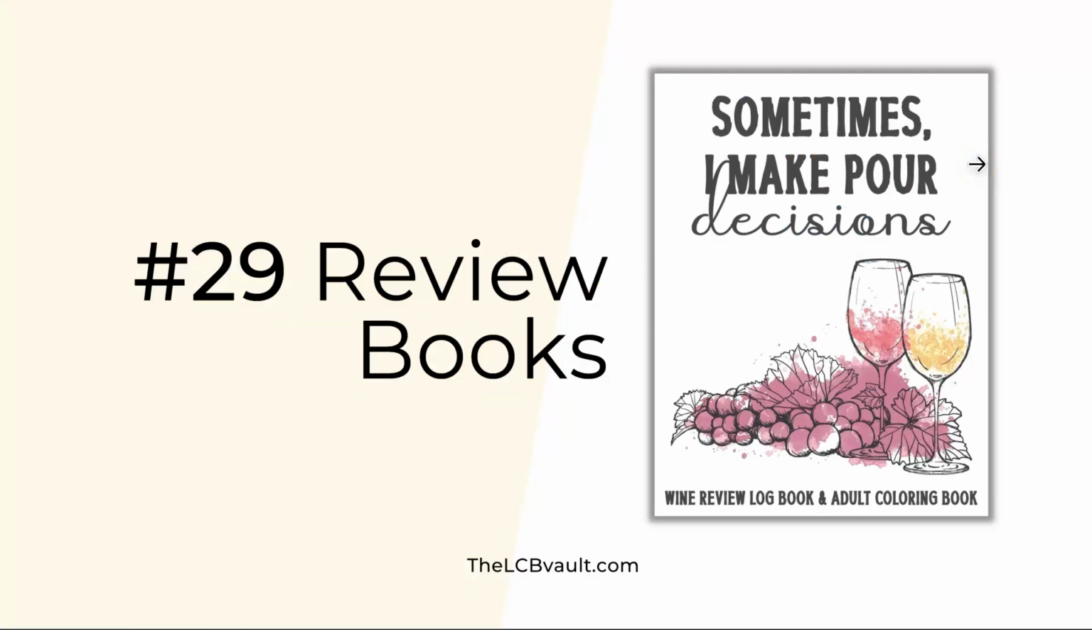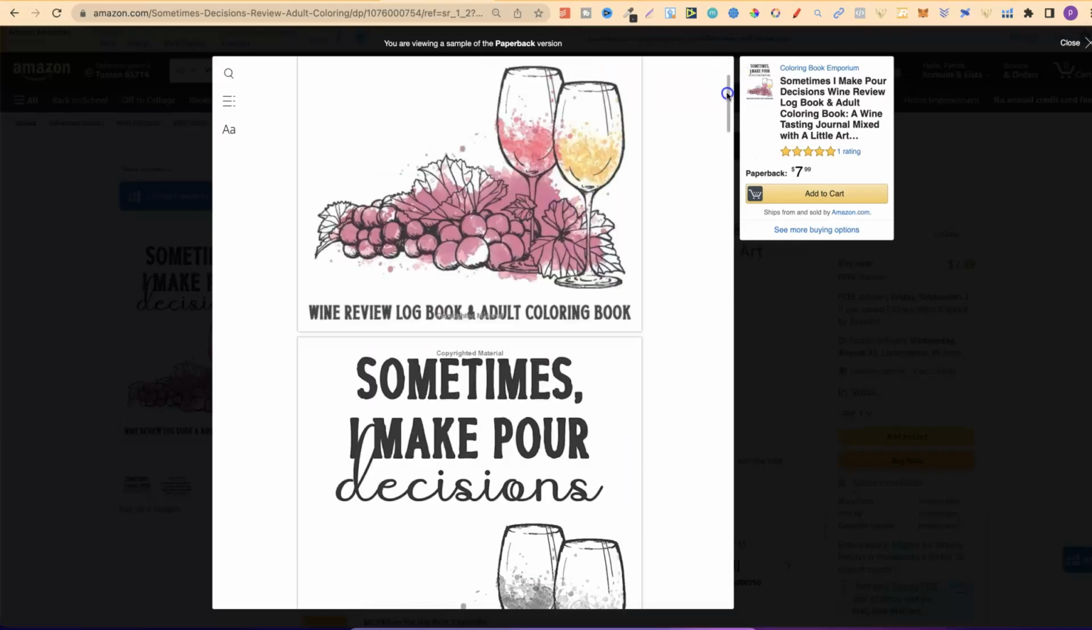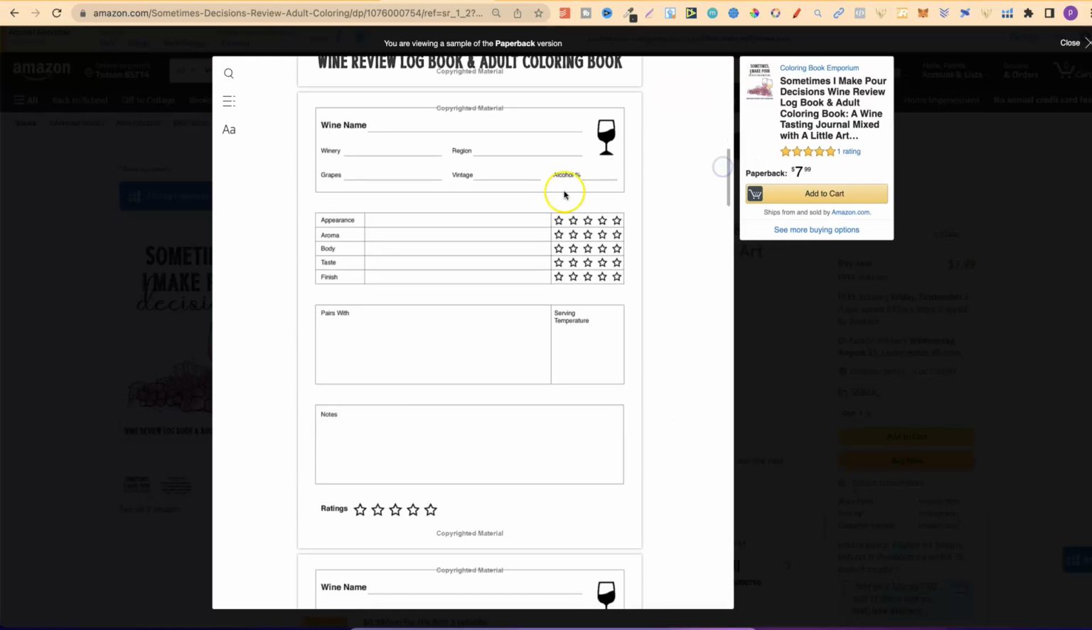Book 29, and that's review books. So right here we had one for wine reviews. If we take a look at this book, we can see what it looks like. Now, I speak about review books because wine review is one of the ones that you can do. So you can do wine, you could do a beer review, you could do a coffee review, you could do a book review. There's lots of different types of review books that you can create.